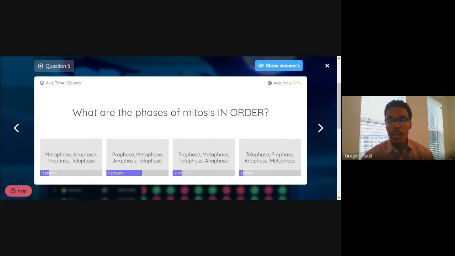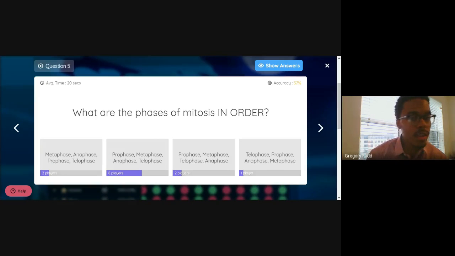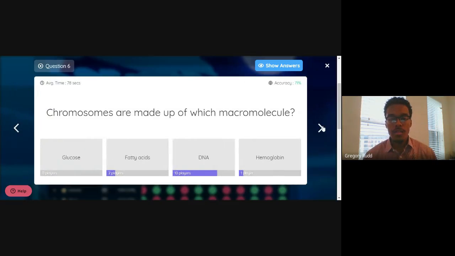All right, this one we did okay on, 57%. What are the phases of mitosis in order? Someone can just go ahead and rattle off all four. Is it the second choice? Yes, it is. Prophase, metaphase, anaphase, and telophase. Thank you. So we've got to keep that in mind.